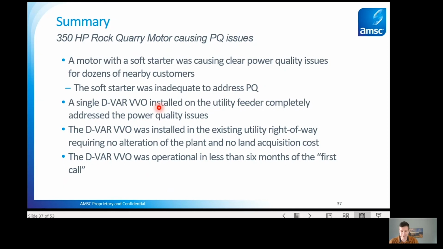Again, that advantage of being in the utility right-of-way, fully apparent here. So there was no land acquisition cost, no new easements. Much like you would install other utility equipment, it was very readily installed, and that allowed this project to be fully operational in less than 6 months from the time that we proposed the solution to them. So a very fast solution, very effective solution to solve this problem.